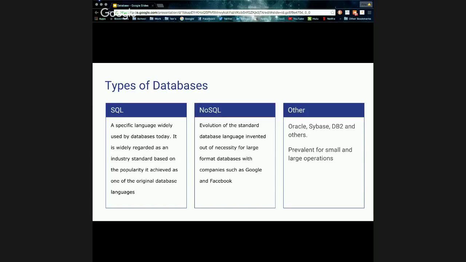It doesn't use structured query language. There's hundreds of other different approaches that they use, and they're better able to manage very, very large formats, such as Google and Facebook. Other databases include Oracle, Sybase, DB2, and others.